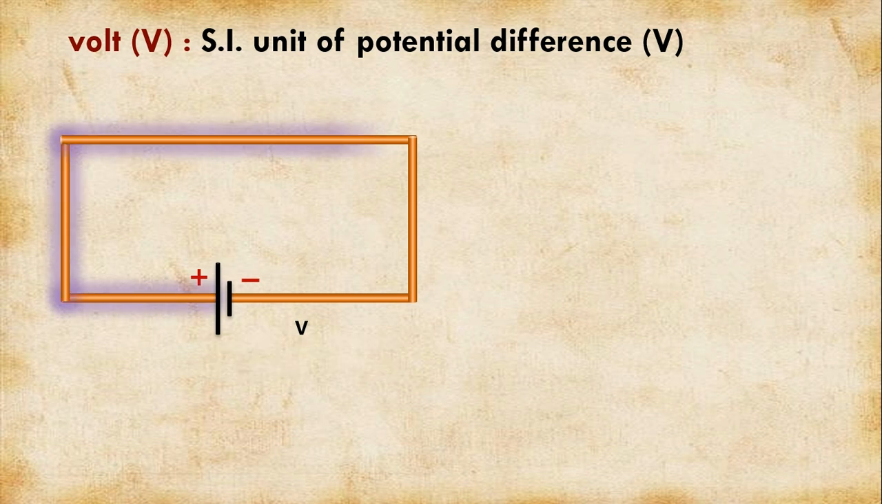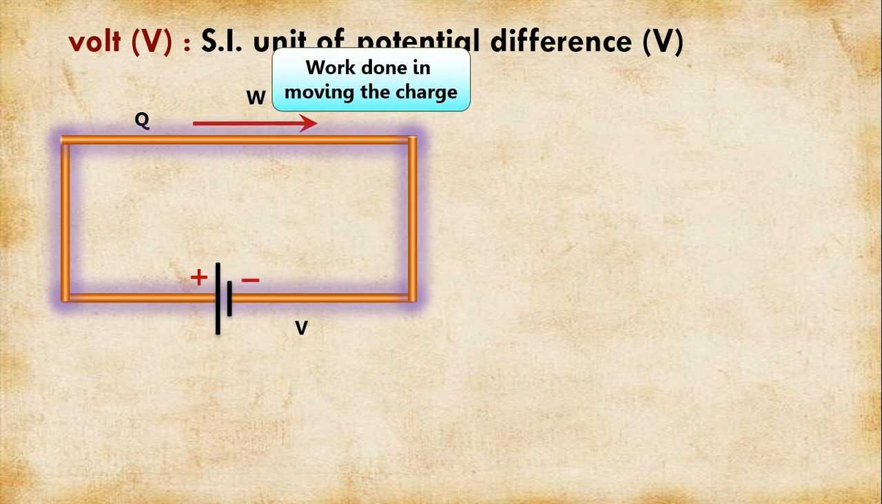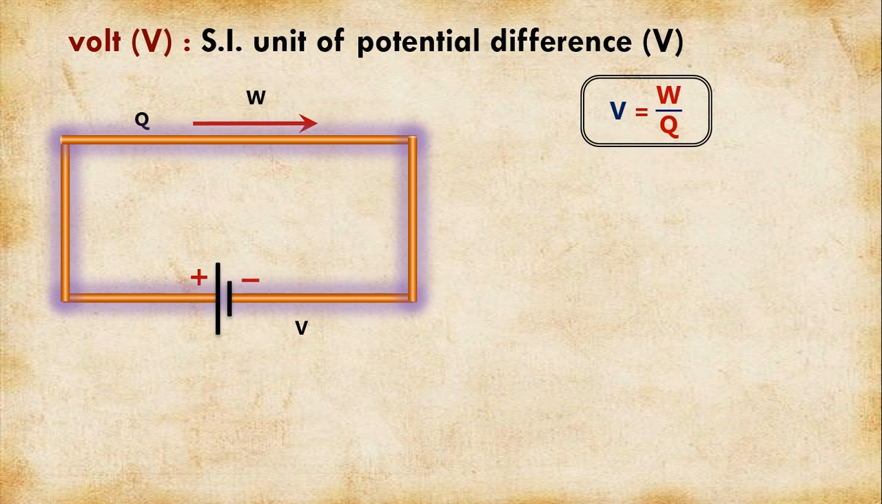Is that right? When the charge is flowing from the positive terminal to the negative terminal, you can see that Q is flowing through the conductor in a given time t. This is the direction of charge and work has been done here, work done in moving the charge. So voltage, the potential difference, can be measured in terms of work done per charge. So V is equal to W upon Q.